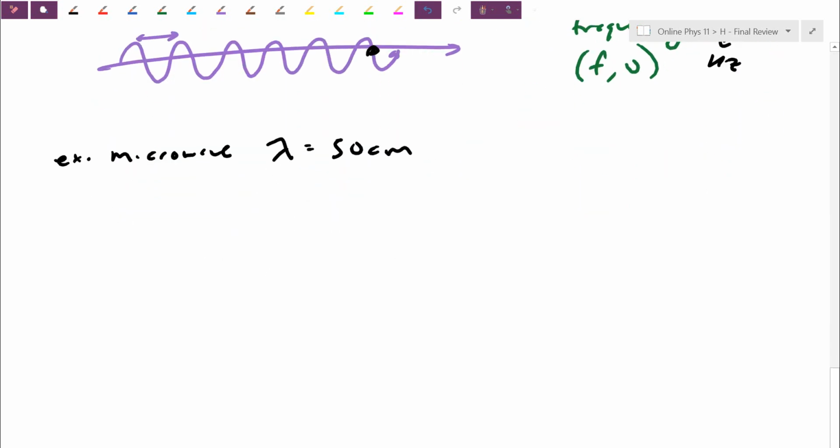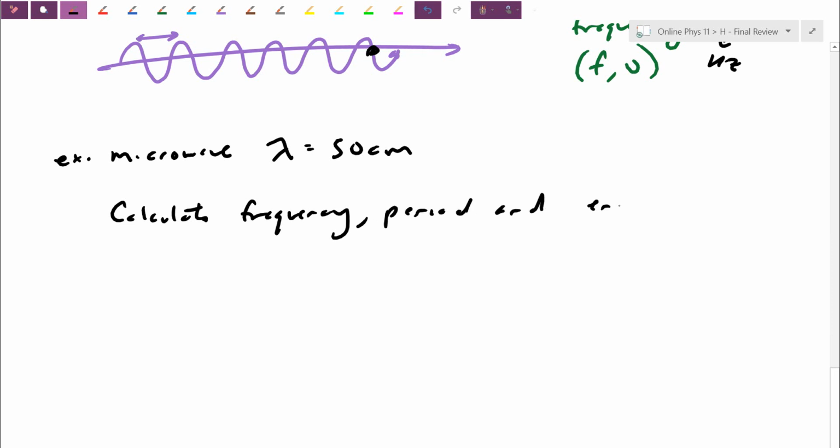Right? I want you to calculate for me using these equations. Can you calculate for me the frequency? Can you calculate for me the period? And calculate for me the energy of this microwave. Now I know on the electromagnetic spectrum we're at the really low end. I'm not expecting it to carry a lot of energy, but still we can calculate it.